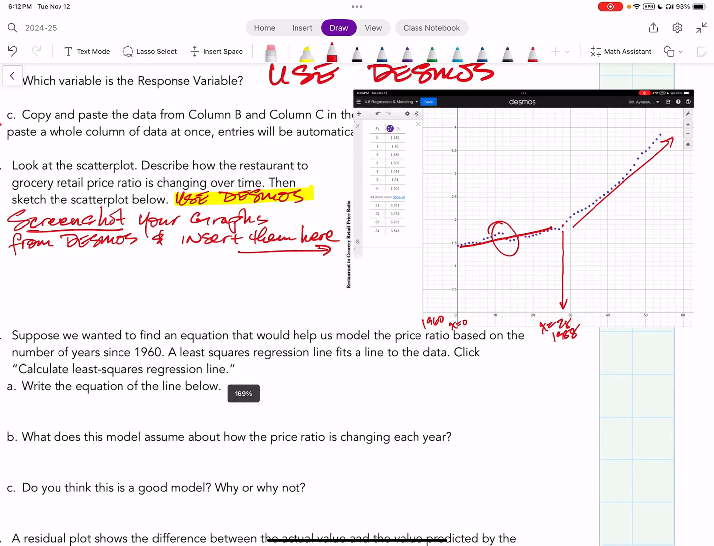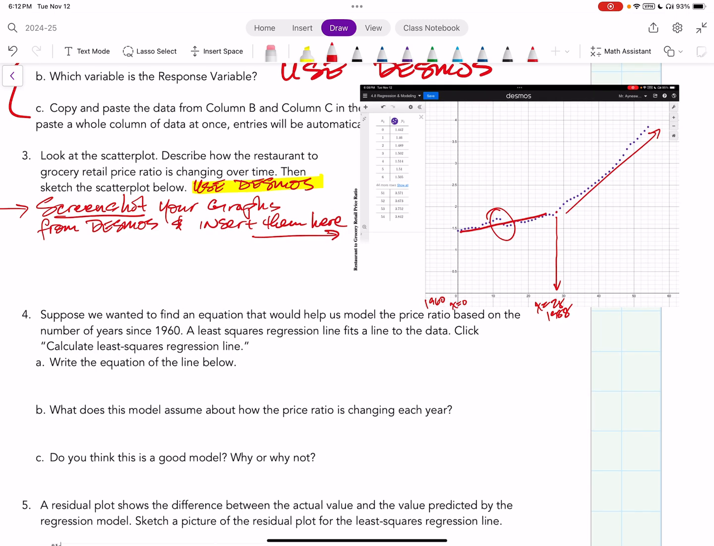Okay, so let's go back here to the lesson. It says, describe how the restaurant grocery retail price ratio is changing over time. Well, from 1960 to 1988, so here we go. Write small so we can fit it in here. From 1960, which is at x equals 0, to 1988, which is at x equals 28, as we just talked about, the price ratio increases at a fairly constant rate.